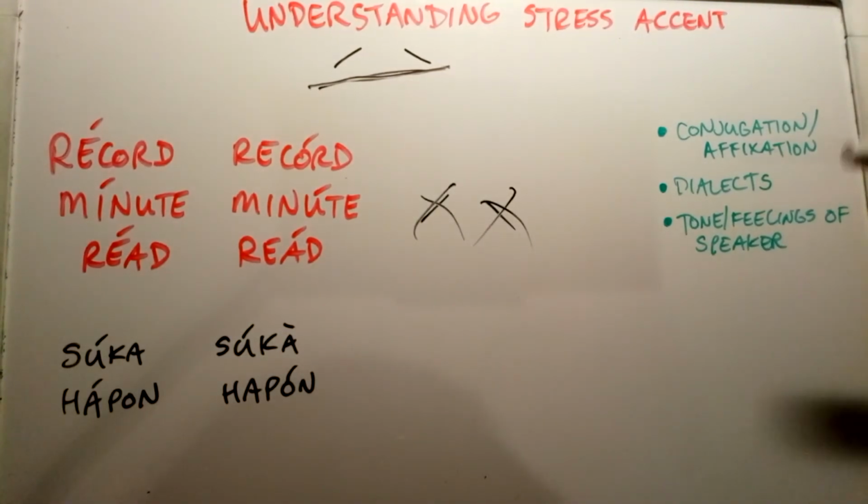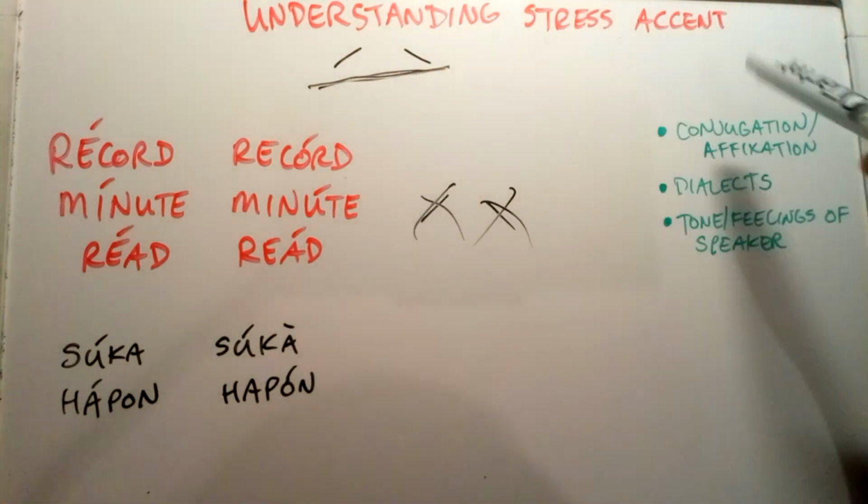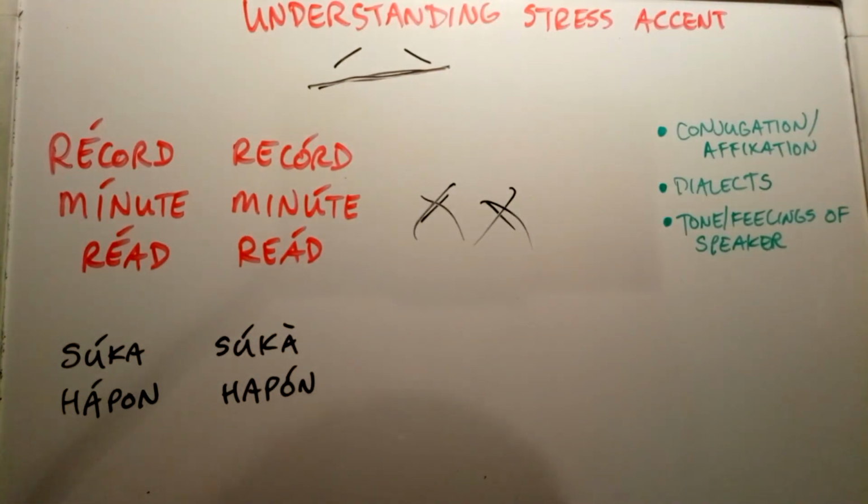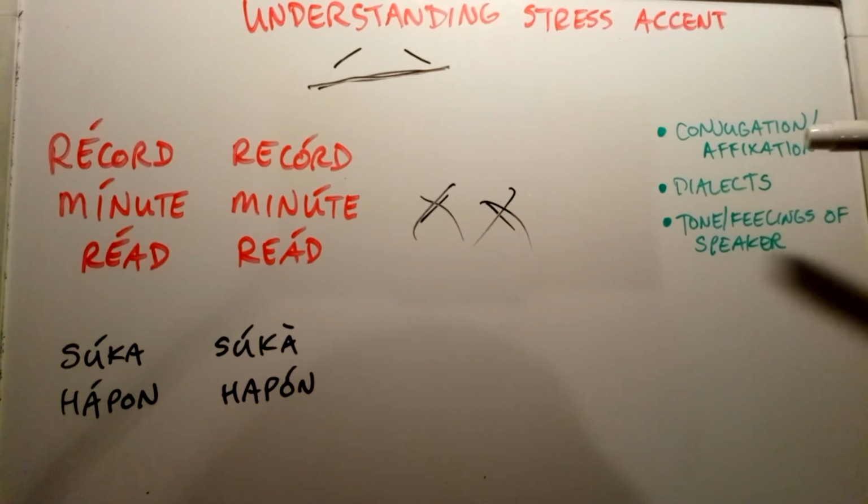Some things that can affect the placement of the stress accents are these, and these are things that happen in Cebuano. The first one we can talk about is conjugation. Conjugation or affixation of a word can move the stress, or the accent mark, I guess. So it can move the stress accent from one syllable to another syllable once a word gets affixed.